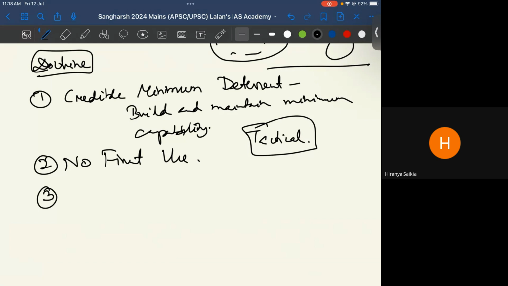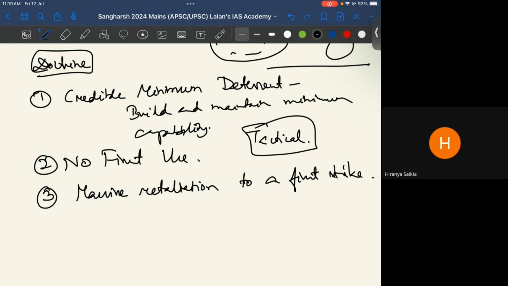Third is that if somebody uses it, in the eventuality of a strike, there will be massive retaliation to a first strike. If someone hits us with 1 kg of bomb, we can hit back with 10 kg. So although no first use, if somebody uses it, we will retaliate massively. So it is also a deterrence. It's like, if you punch me, I will run a tank over you.